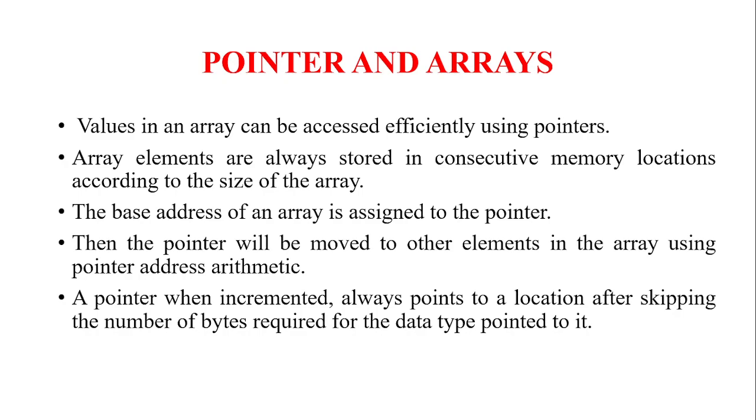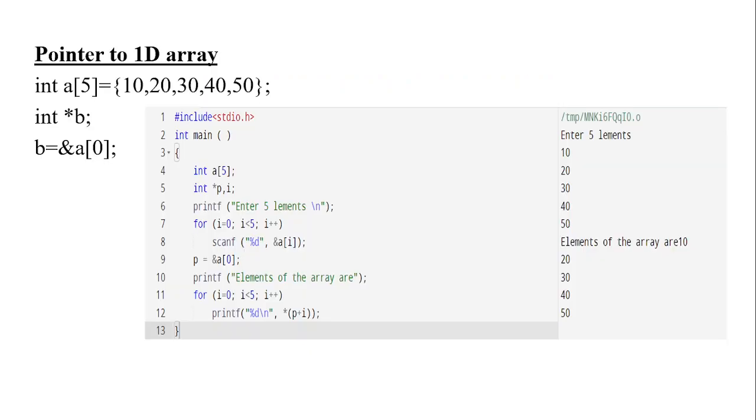Values in an array can be accessed efficiently using pointers. Array elements are always stored in consecutive memory locations according to the size of the array. The base address of an array is assigned to the pointer. Then the pointer will be moved to other elements in the array using pointer address arithmetic. A pointer when incremented always points to a location after skipping the number of bytes required for the data type pointed to by it. Now let us see the pointer to a one-dimensional array.